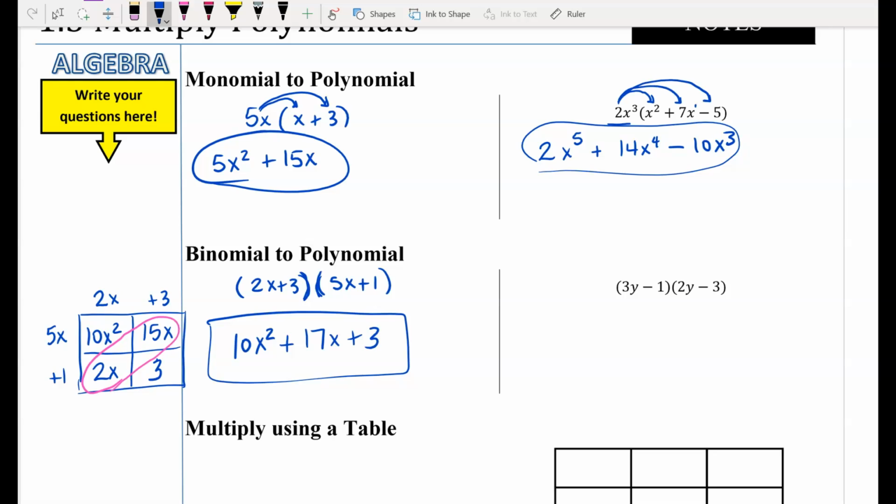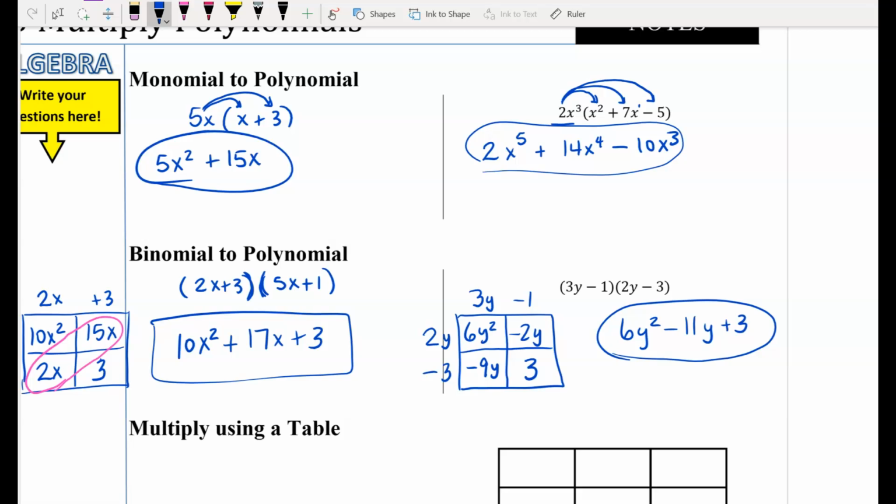minus signs. Take them with the numbers as negatives. Be sure and check your answer. If your answer does not agree with mine, then make sure you check your signs. I took that as a -1, and so that negative times positive gave me a -2y, and then I have a -9y in this box, and those are my like terms that give me that -11y in the middle.